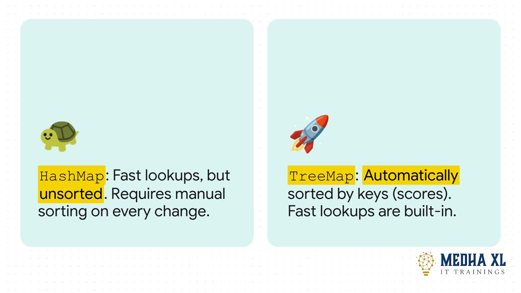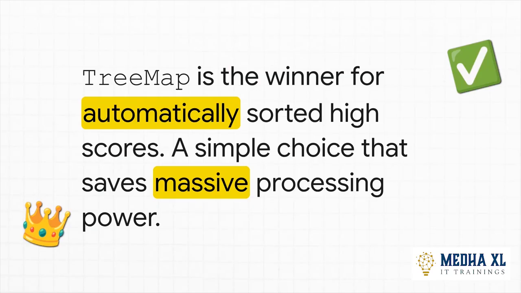Its defining feature, its superpower, is that it is always sorted by its keys. You get the fast lookups and the automatic sorting all in one neat package. And that makes TreeMap the hands-down winner for this job. You just drop a new score in, and it automatically, magically, slots itself into the correct sorted position. No extra work needed. And this is the perfect example of why choosing the right tool matters so much. This one simple choice saves a huge amount of processing power and makes the code way simpler.